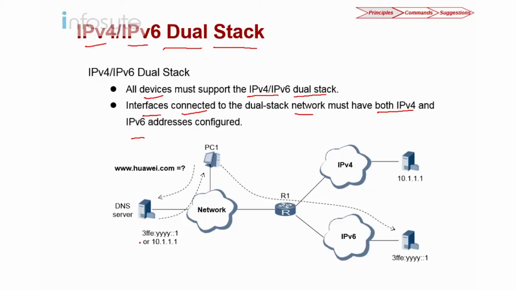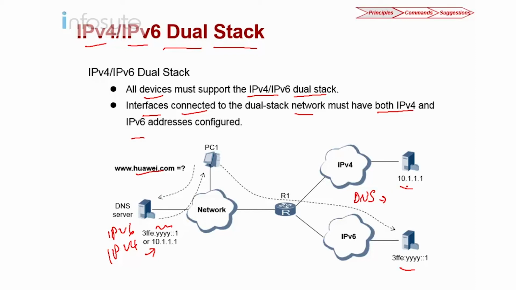Here I have a DNS server, so I have an IPv4 address and an IPv6 address, which are 10.1.1.1 and 3FFE colon whatever IP address colon 1. Here I have a network, PC1, I have a router, and I have two separate networks. So on this part I have purely IPv4, and on the other side I have purely IPv6. Now assuming that I want to connect to my host, and this particular host wants to do a DNS query. Let's say I'm going to look for Huawei.com.